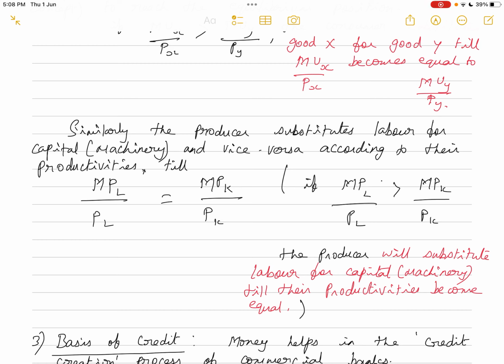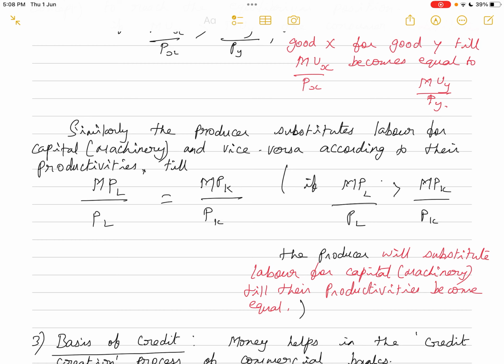because then only he will get more and more profit. Similarly, if the producer thinks that the machinery's productivity is more compared to labor, even though the cost of machinery is more, the productivity is more, so the producer will be able to get more output, and that will be compensated by increasing the revenue. So the producer will keep on substituting labor for capital, that is machinery, or machinery for labor, till the marginal productivity of labor is equal to the marginal productivity of capital.